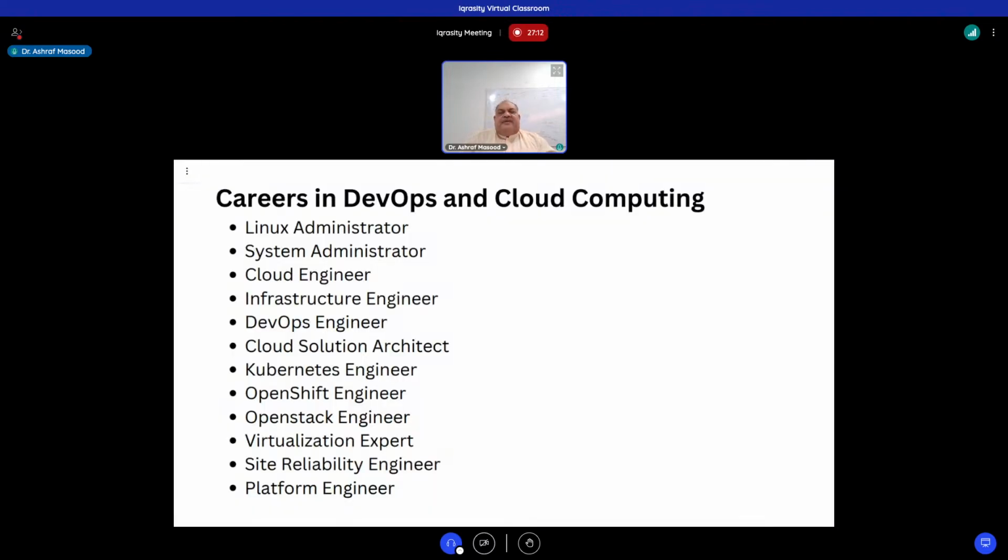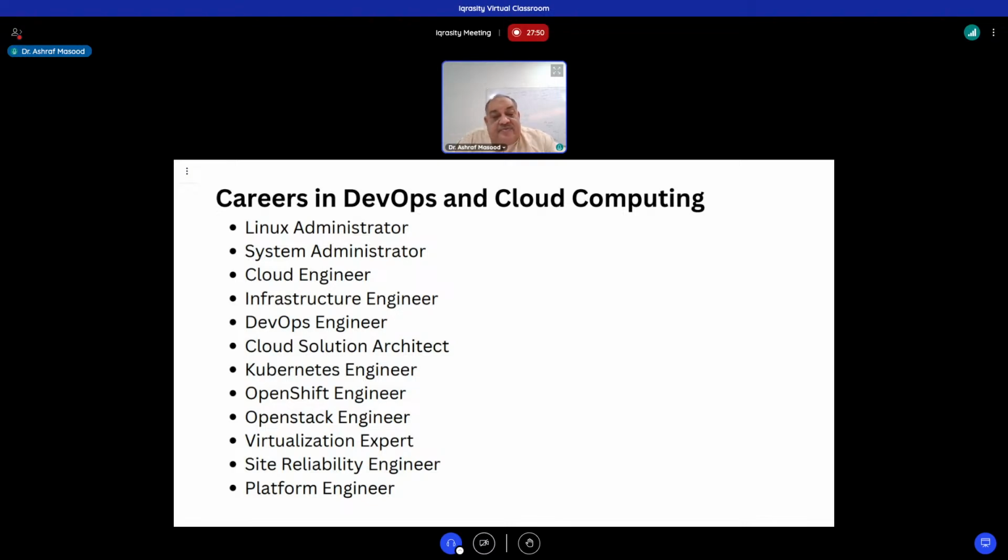Just going over to this particular course, the job positions for which you will be doing this course are, some of them, listed here. If you look at this job listing: Linux administrator, system administrator, cloud engineer, infrastructure engineer, DevOps engineer, cloud solution engineer, architect, Kubernetes engineer, OpenShift engineer, OpenStack engineer, virtualization engineer, site reliability engineer, platform engineer.